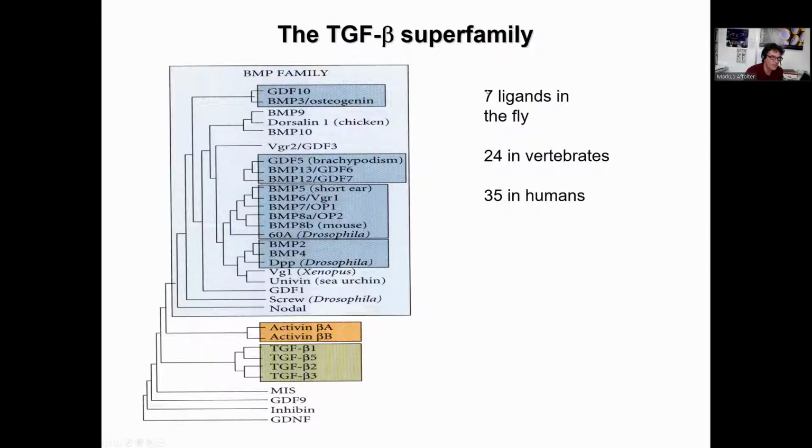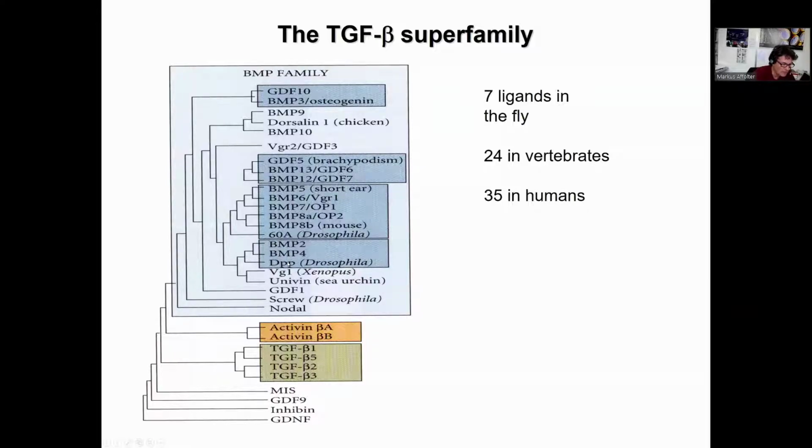In flies, we have only 7 ligands. There is DPP, the Drosophila BMP homolog. There is another one called 60A, which also looks like a BMP and has homologs in mouse and human. So there are 2 BMP type molecules, actually 3. There's another one here, screw, I'm sorry. There are 3 BMP type molecules in Drosophila. We will only deal with DPP.